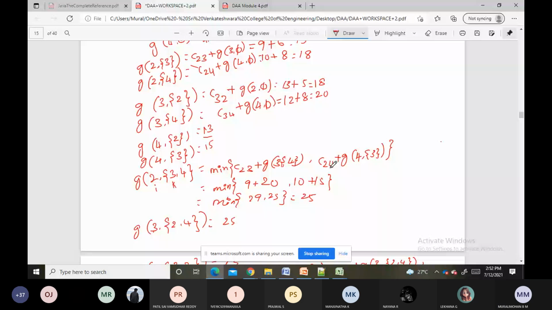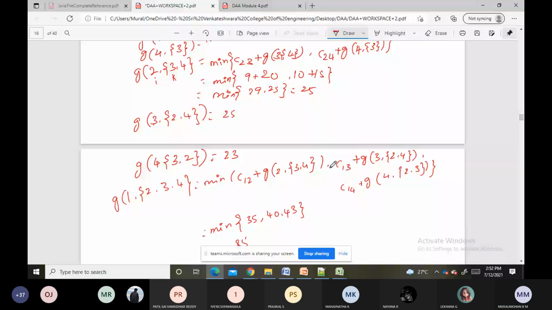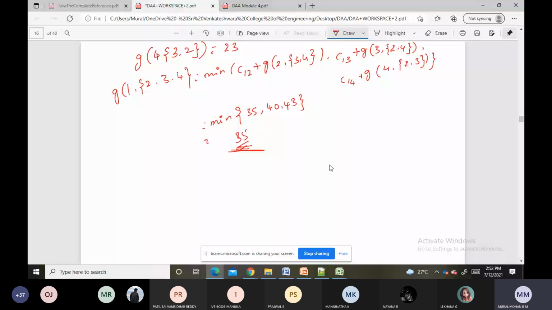So the traveling salesman starts from 1. So here, how did we get this 35? So 1 to 2, he goes to 2, then 2 to 4 he will go, 4 to 3 he will go, again 3 to 1 he will come. So this is the path which is followed by the traveling salesman problem using dynamic programming. So this path gives the minimum cost or the minimum distance tour.